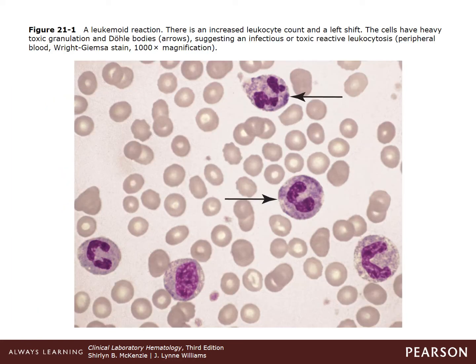So not only does this left shift or leukemoid reaction result in an increase, or quantitative change, within the neutrophil count, which leads to an increase in the total white blood cell count, we also start to see qualitative changes within the cytoplasm of the neutrophil. And you're also starting to see a left shift.